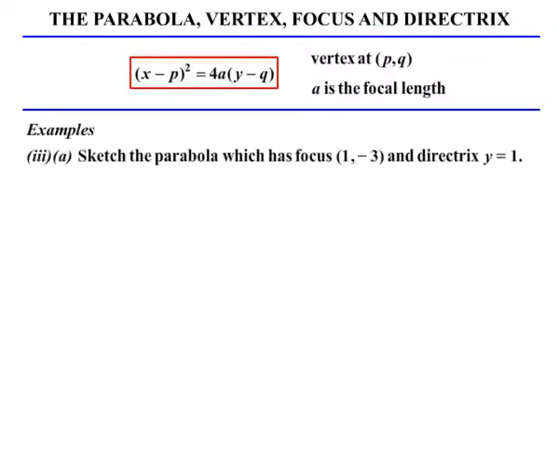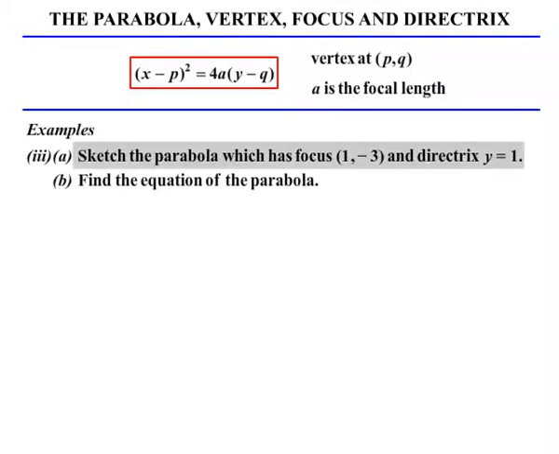Our third example here, we need in part A to sketch the parabola which has focus (1, minus 3) and directrix y equals 1. And part B, find the equation of the parabola. Now let's just draw the sketch firstly. Now the focus, (1, minus 3). Let's write that in.